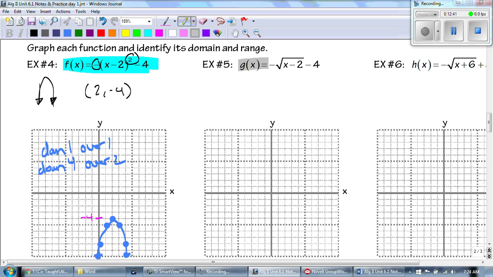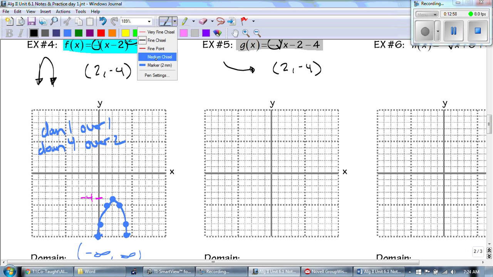Now, very similar to the last one, except this one's a square root. Okay, it's a negative square root, so we're going down. My initial point is 2, -4. Okay, so at 2, -4, I go down 1, right 1. So down 1, right 1, there's my first point. And then I'm going to go down 2, right 4. So 1, 2, 3, 4.